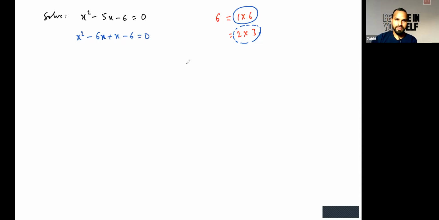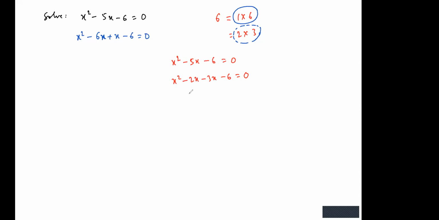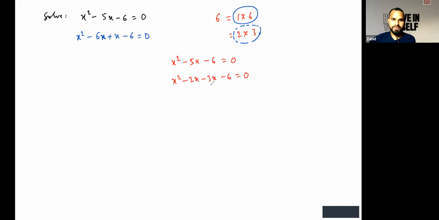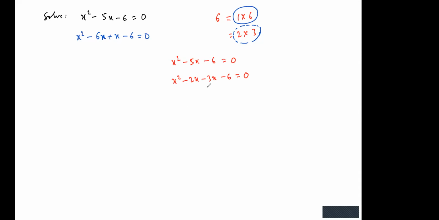Fawaz, I think you have split this particular term like this: minus 5x minus 6 equals 0, and it will be minus 2x minus 3x minus 6 equals 0. Yes, but I took plus 3x. If you take plus 3 and minus 2, it will give you plus 1x. Yes, yes.